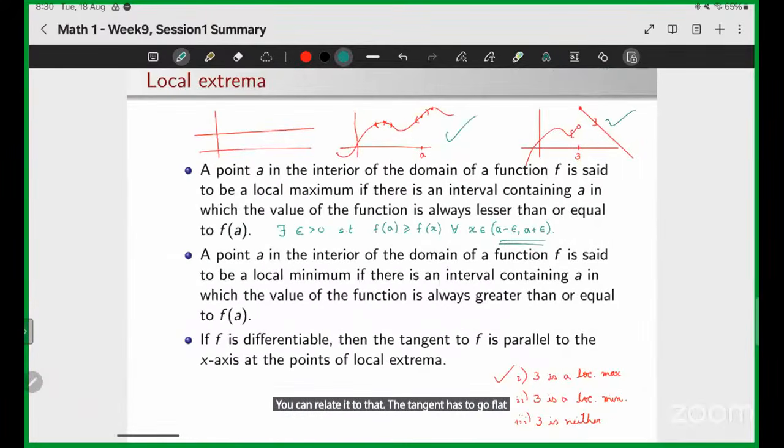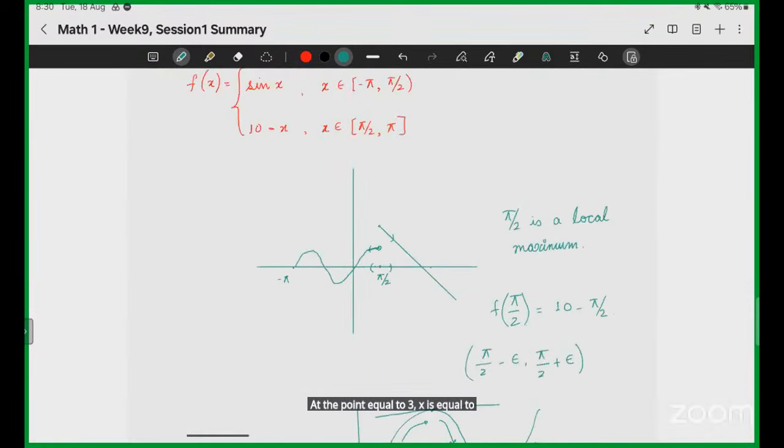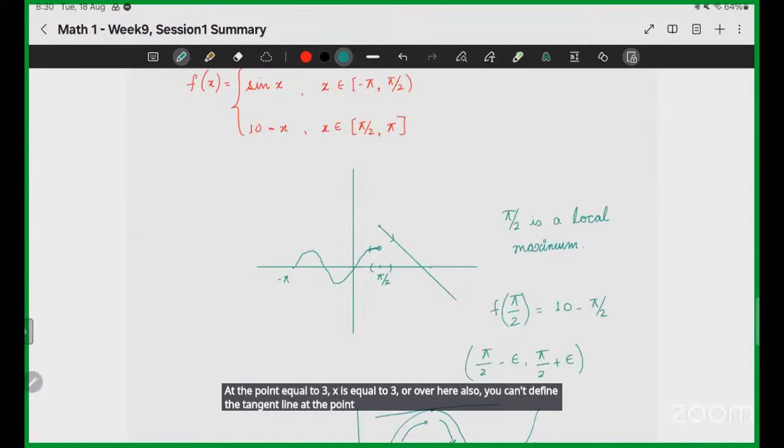Observe that is not the case over here in the discontinuous function, because there you can't even define the tangent line at the point x is equal to 3. Or over here also, you can't define the tangent line at the point x is equal to pi by 2. Why? Because it's not even continuous. It cannot be differentiable. Differentiable implies continuous.